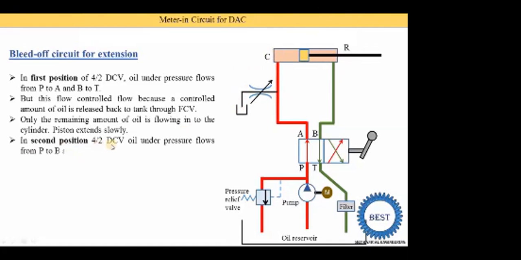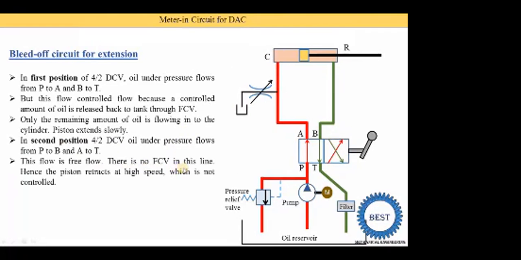In the second position of the 4/2 DCV, second position means when this directional control valve is connected in the second position, you see that the P port is connected with the B port and the A port is connected with the T port. So this flow is free flow. There is no FCV in the line, hence the piston retracts at high speed, which is not controlled.